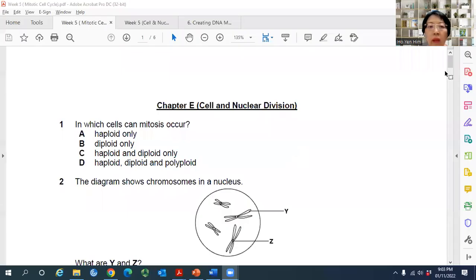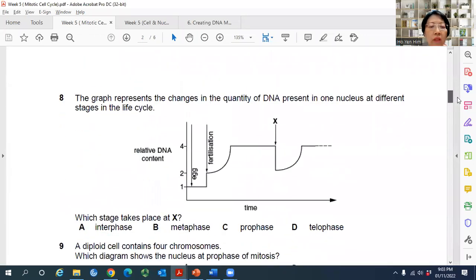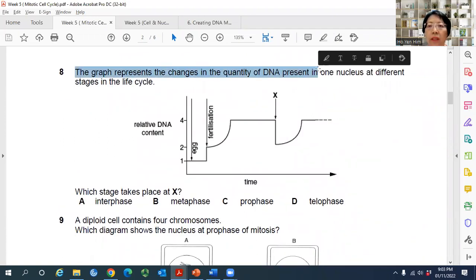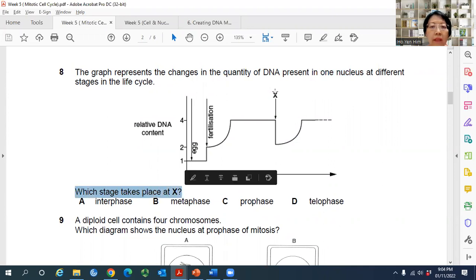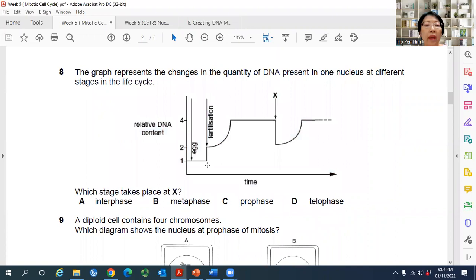Okay, so question 8. So let's look at question 8. Oh, this is a very interesting question. So the graph represents the changes in quantity of DNA present in one nucleus. So this is the keyword. Total number of DNA in the nucleus at different stages of life cycle. Which stage takes place at X? Okay, so this one is very interesting. It starts from egg, right?